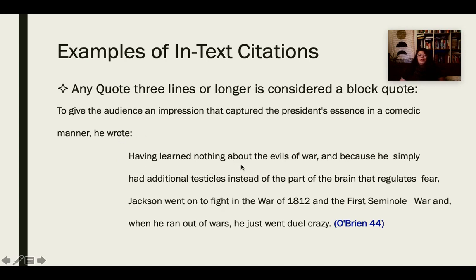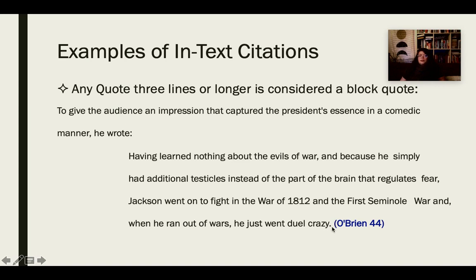Having learned nothing about the evils of war. Notice that there's no quotation marks around this because I don't need them, because instead the format is actually showing me that this is a quotation, right? So I don't need additional signal phrases or any sort of signal to tell me that this is a quote. The format tells me that this is a quote. Having learned nothing about the evils of war and because he blah, blah, blah, period.